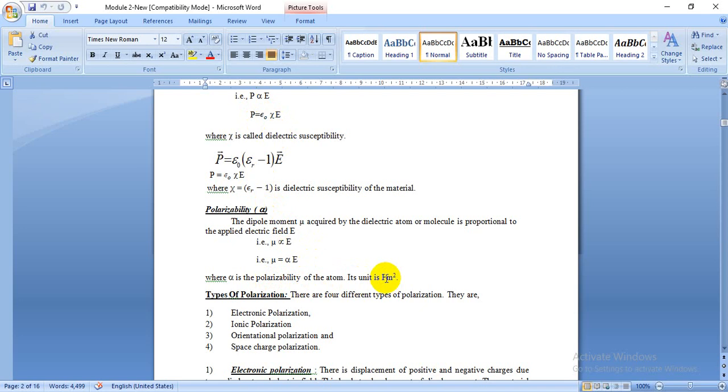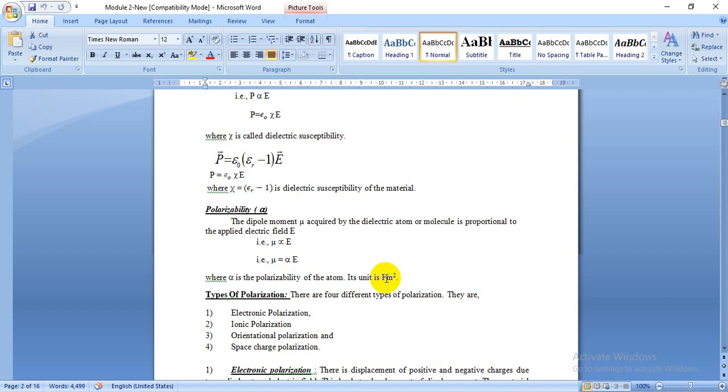Once again I want to repeat all these constant terms and equations. The first equation we have seen is the dipole moment. The dipole moment is the product of any one of the charges and the distance. It is denoted by the letter mu, which is equal to q into L. Here q is the charge with unit coulomb, and length is in meter, so the unit for dipole moment is coulomb meter.